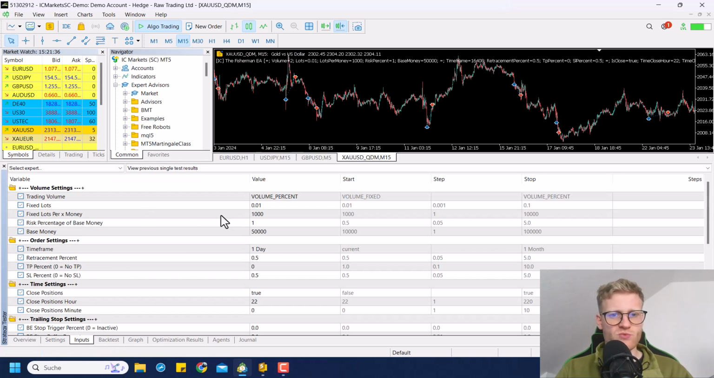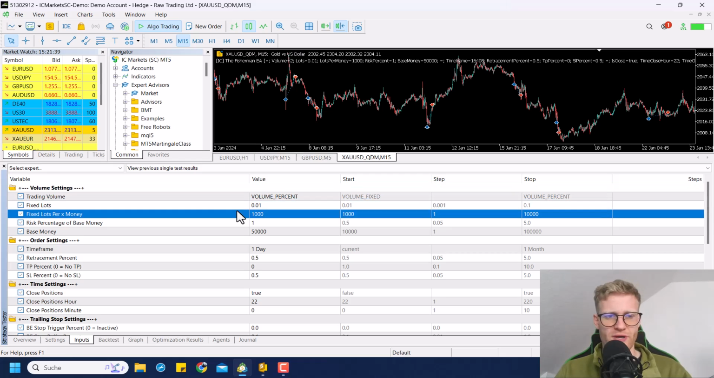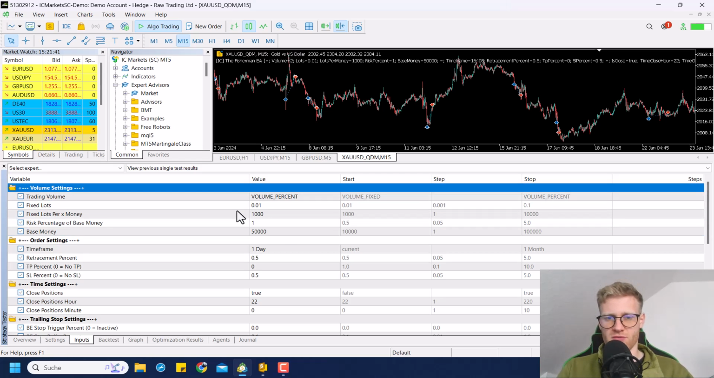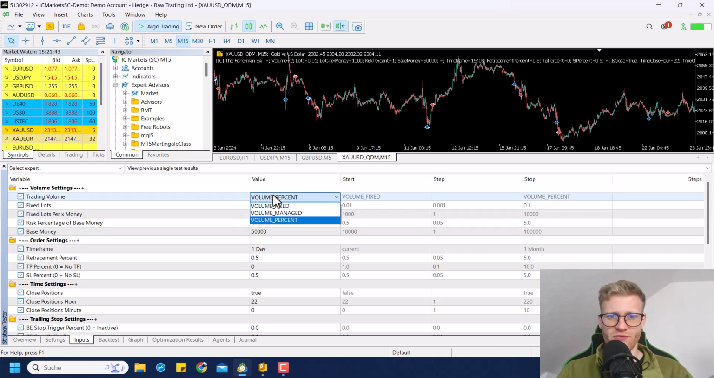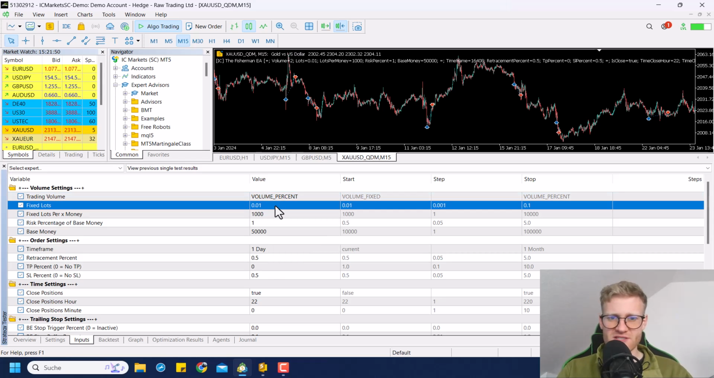So in the inputs, we can see we do have different inputs for the trading volume, so we can choose from this drop-down menu if we want to trade with a fixed lot size, managed lot size, or a lot size in percent. Fixed lot size means that every trade is opened with a fixed lot size, obviously.